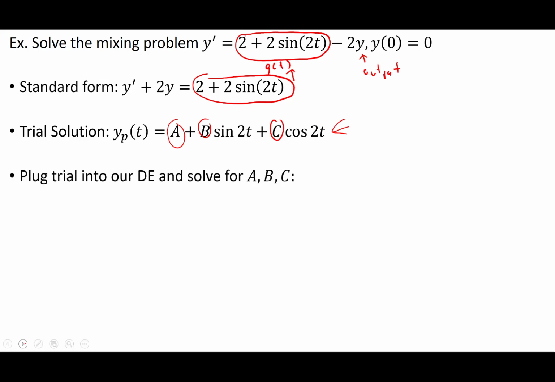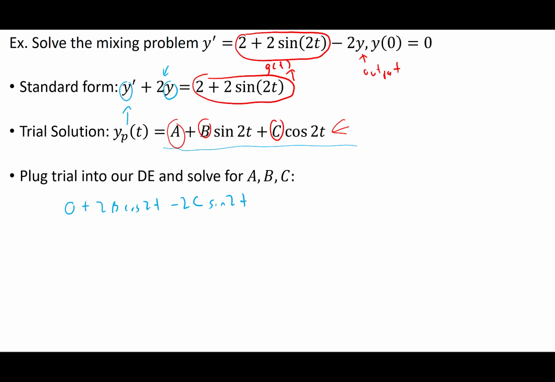With all that being said, we're going to plug this trial solution into our differential equation and solve for those three unknowns, A, B, and C. Recall that when I say plug into our DE, what I mean is that everywhere where I see y in the differential equation, I'm going to replace it with yp of t, which means if my differential equation says to differentiate y, I'm going to have to differentiate all three terms in yp of t as well. And if my differential equation says to multiply y by 2, then I'm going to have to multiply each term in this equation by 2 as well. The derivative yp prime is 0 plus 2B cosine 2t minus 2C sine 2t.